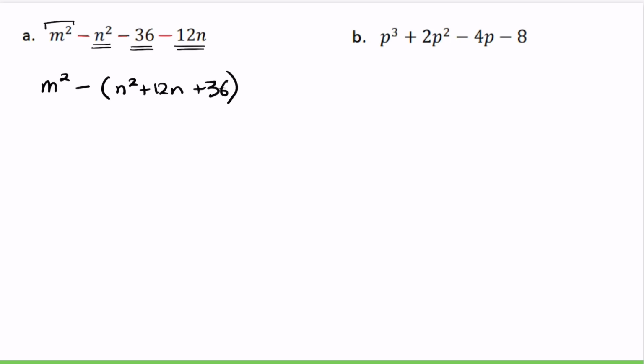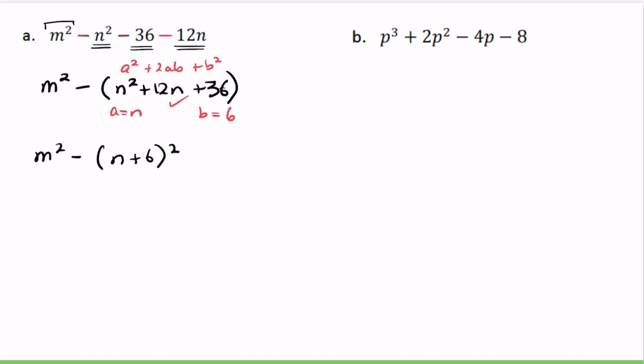Hopefully what you can recognize from this point is that this looks like the form a squared plus 2ab plus b squared. So this is just our perfect square. In this case, a would be n and b would be the square root of 36, which is just 6. To test out the middle term, 2 times a times b. So 2 times n is 2n times 6 is 12n. So it does work. So now I can factorize it down to look like this. That would be n plus 6 all squared. Of course, we're not done yet.